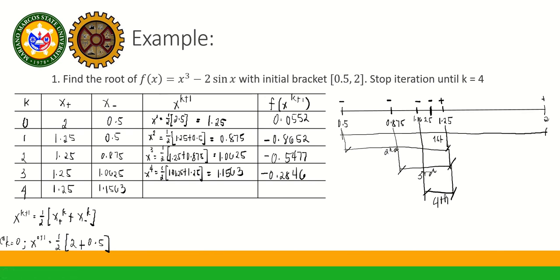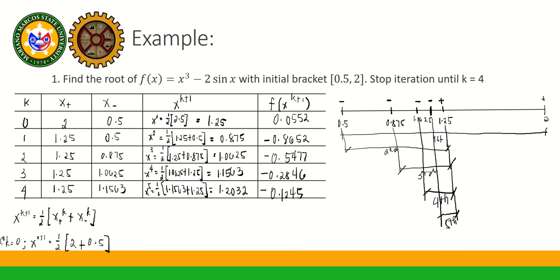Okay, so we are going to compute for x raised to 5. And this is equal to 1 half times 1.1563 plus 1.25. This is equal to 1.2032. And if we plug this sa ating function, that will be equal to negative 0.1245. So since this is negative, so this is our fifth interval. And we stop at k is equal to 4. So we stop at fifth interval.